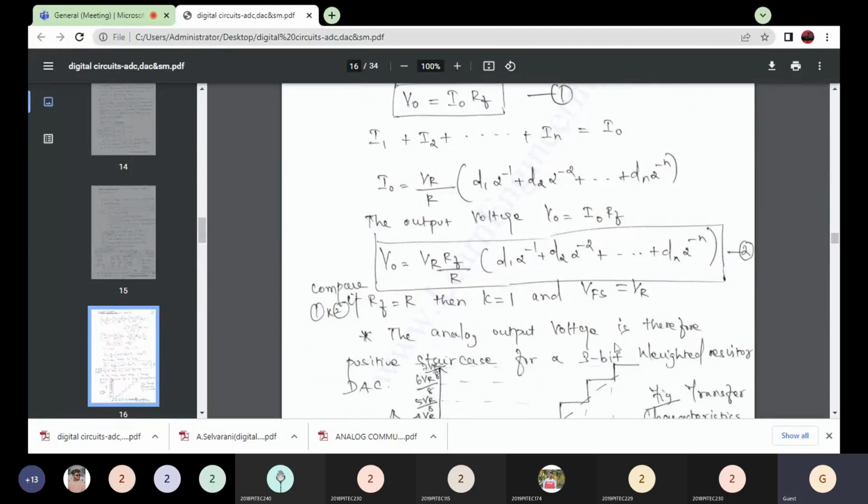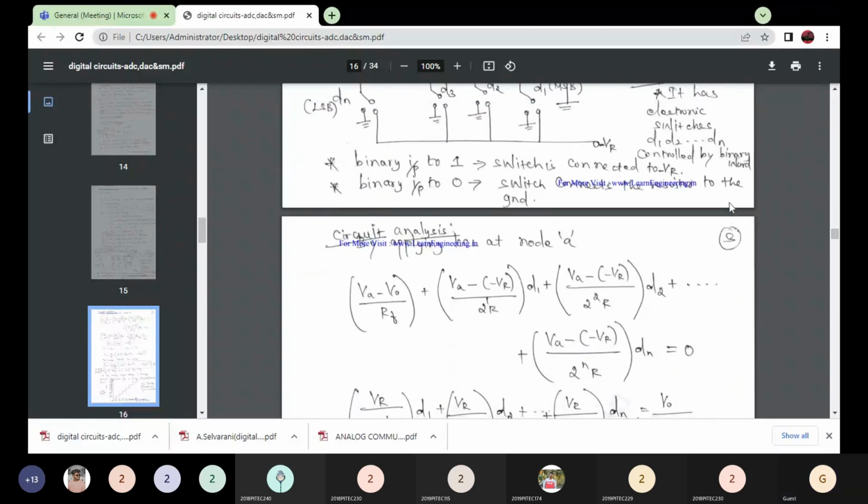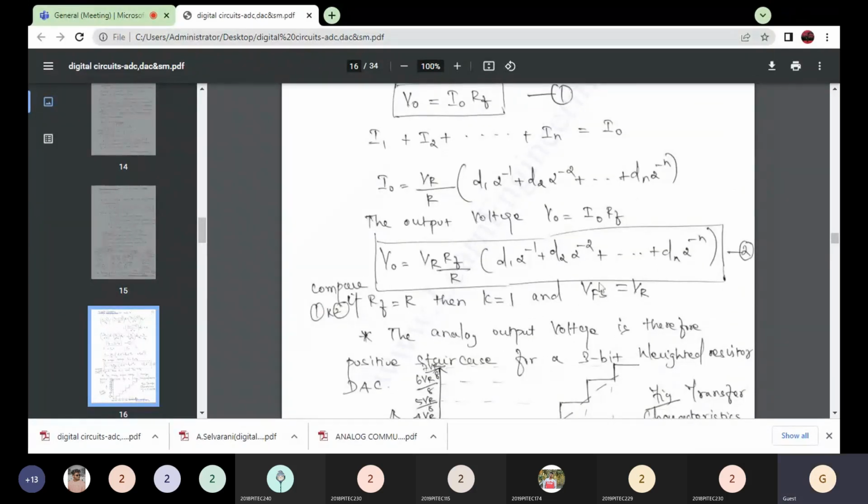So here we compare the first two equations, right? We correlate them. First, the feedback resistance: RF equals R. Compare the first and second equations. What is RF? RF equals R. Then what is K? K equals 1. Then what is VFS, the full scale output voltage? The full scale voltage is the reference voltage.